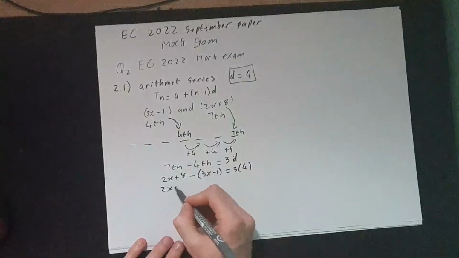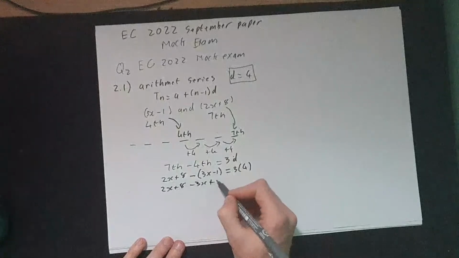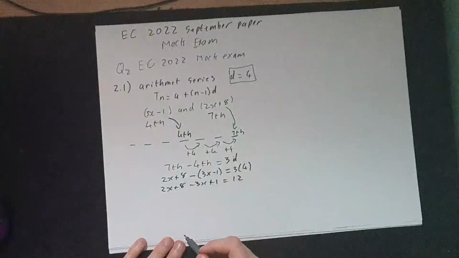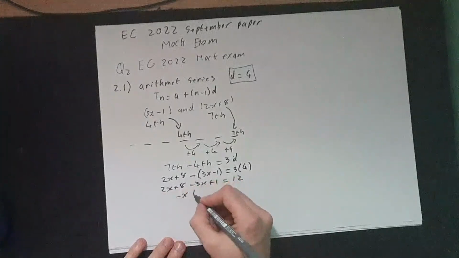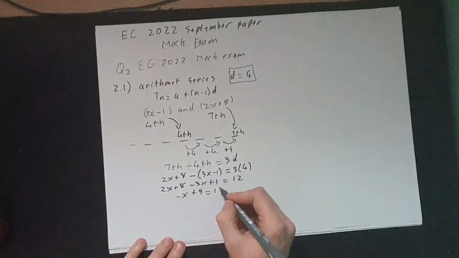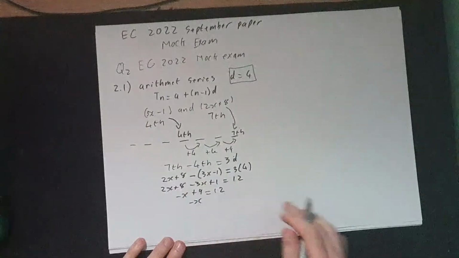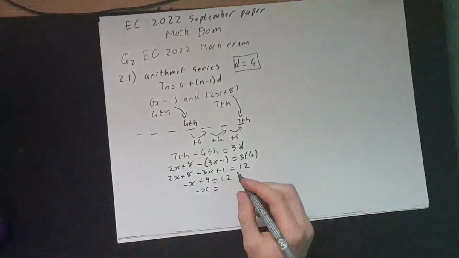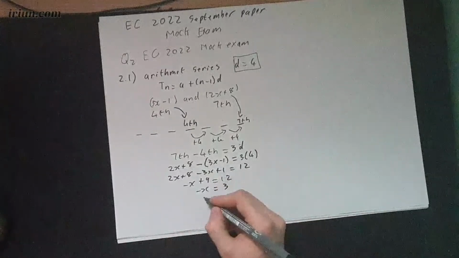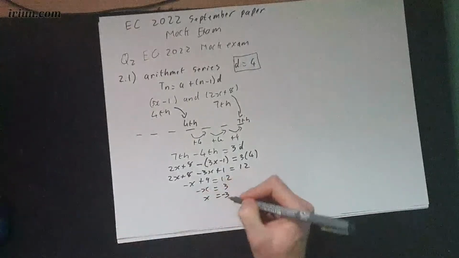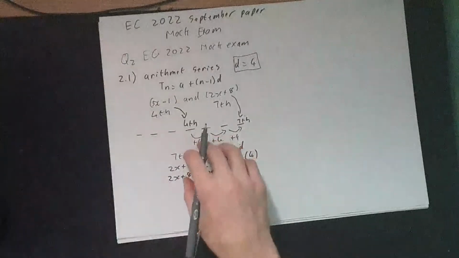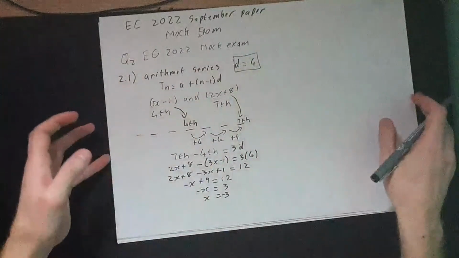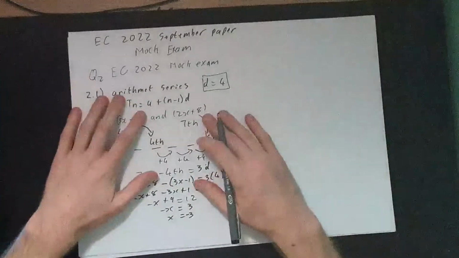So that's 2x plus 8 minus 3x plus 1 equals 12. So that minus that gives you minus x. That plus that is plus 9 equals 12. So therefore minus x equals 12 minus 9, which gives you 3. So x equals minus 3. Okay, so there we go. So we get minus 3. It's actually a really nice question. Once again, the Eastern Cape paper never fails with asking interesting questions like this.